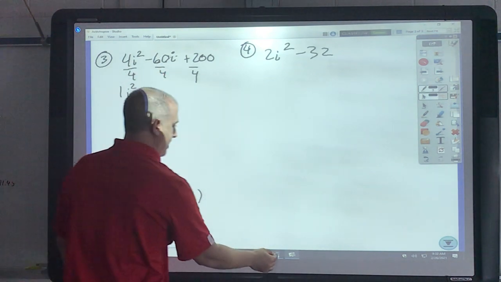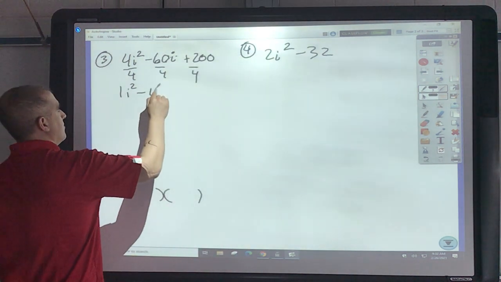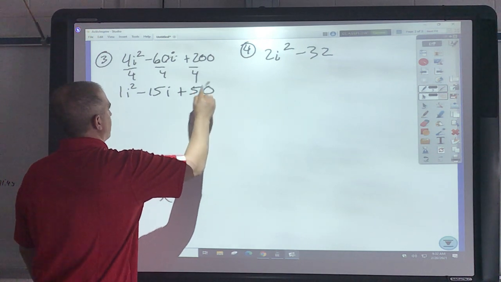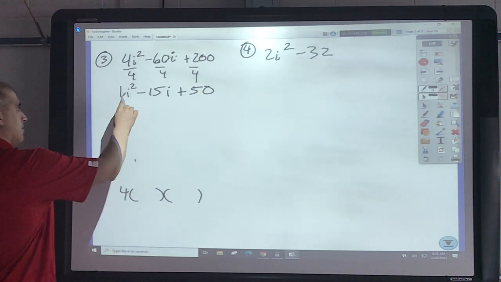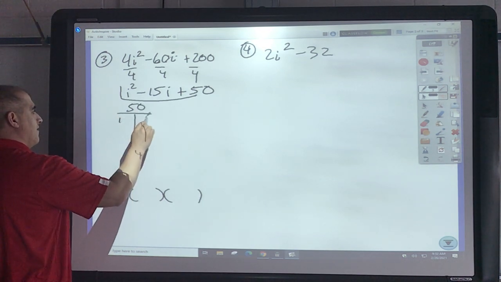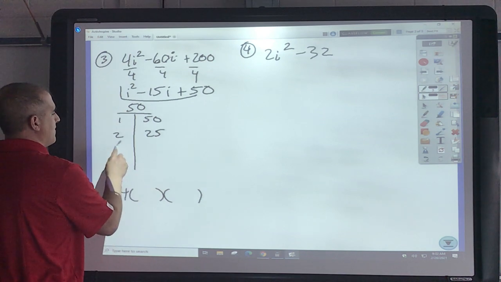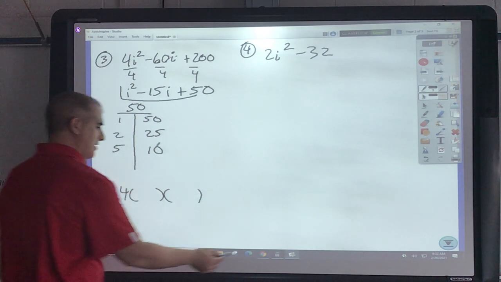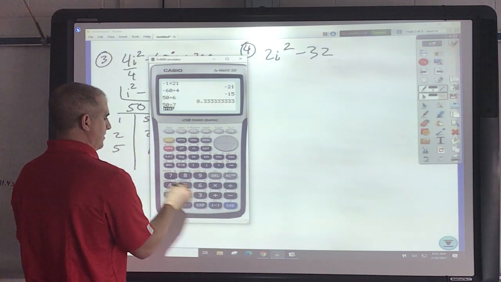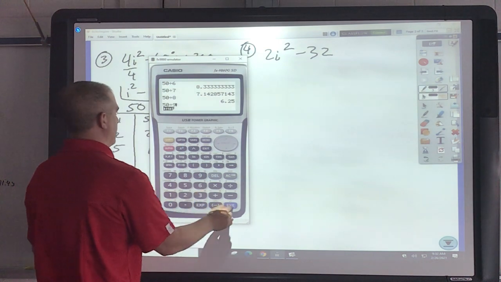This would be, I treat that like negative 60, so negative 60 divided by 4 would be negative 15, with just i, and that's 200 divided by 4, which would be 50, okay? Multiply the 1 and the 50, I get 50. Back to the chart of 50. 1 and 50, 2 and 25, 3 no, 4 no, 5 no, 5 and 10, I think. I think that's it after that. 6, 7, 8, 9. Okay?